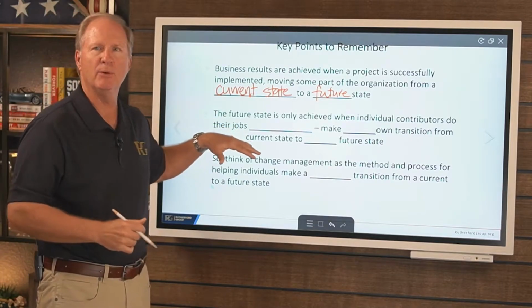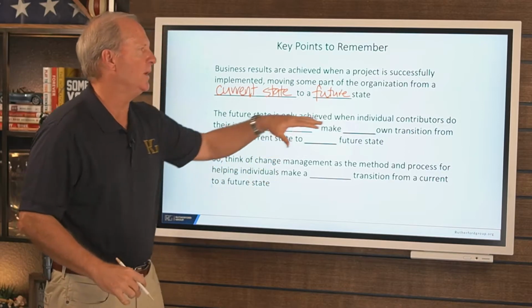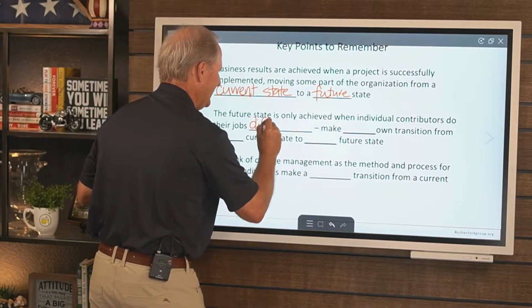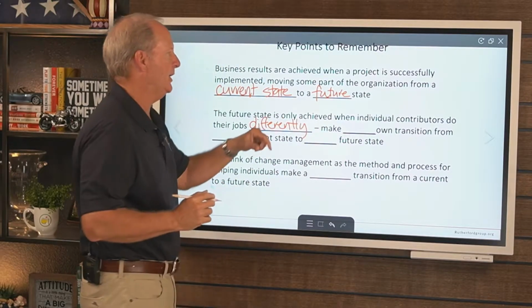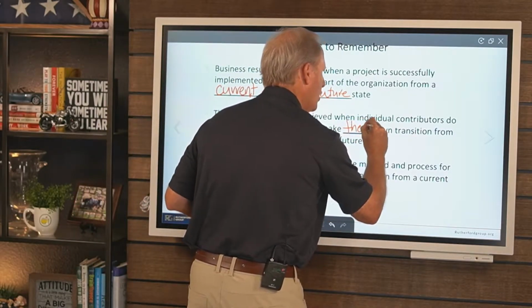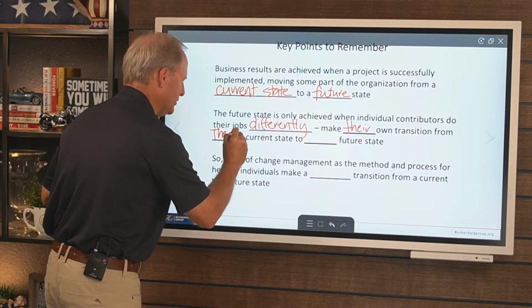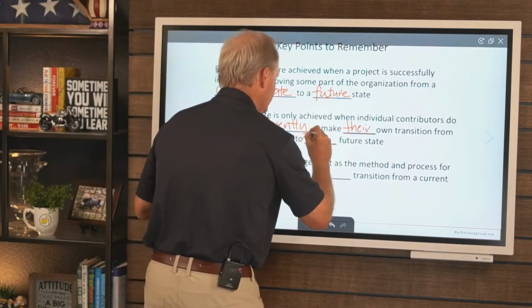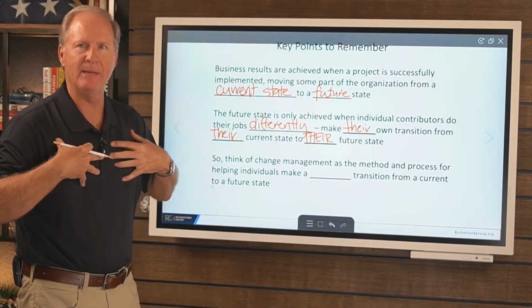The second key component is the future state is only achieved when individual contributors do their jobs differently. They must do their jobs differently, because then they can make their own transition from, and I'm going to capitalize this next one because it gets more important as we go, their current state to ultimately, all caps, their future state. That's all about me, right?